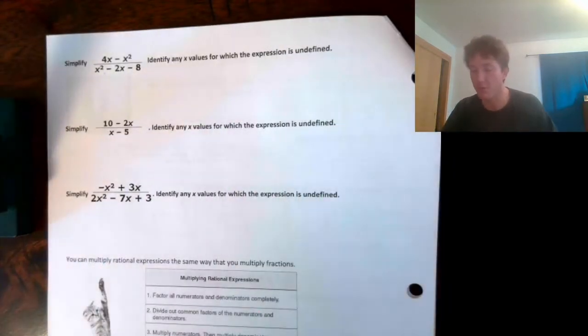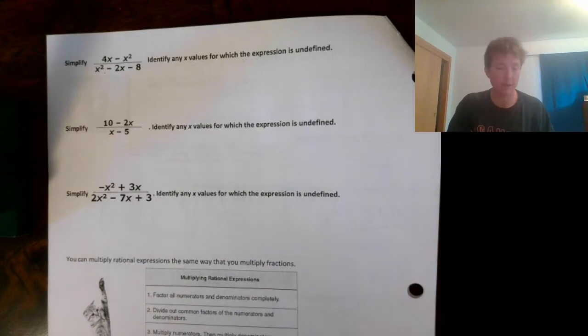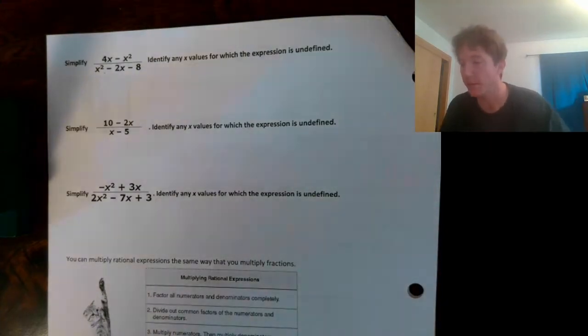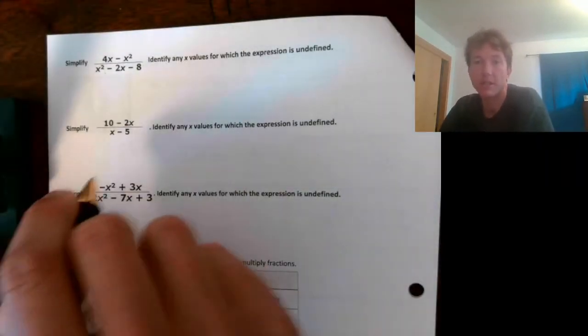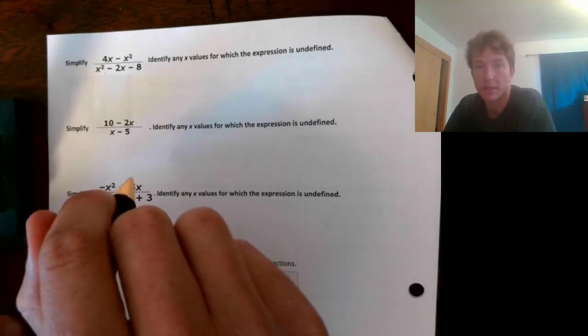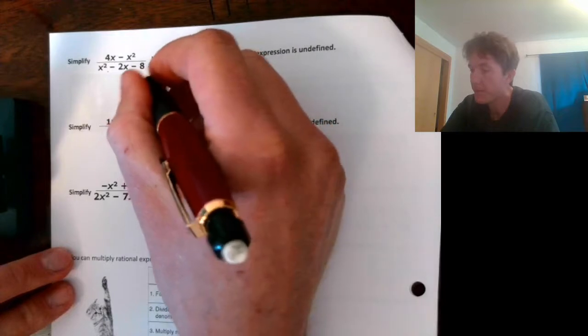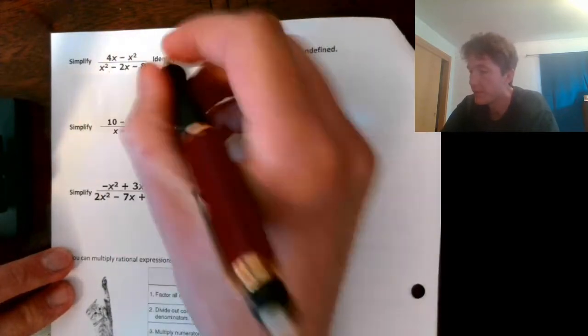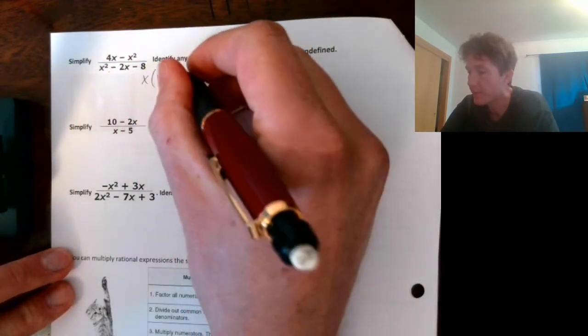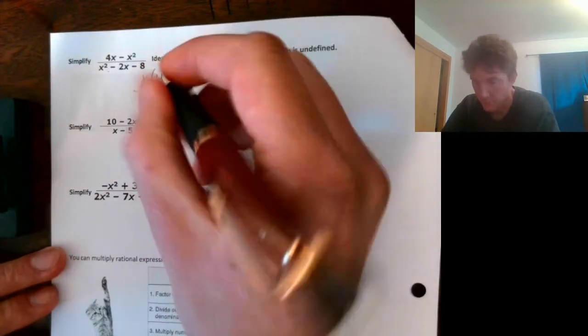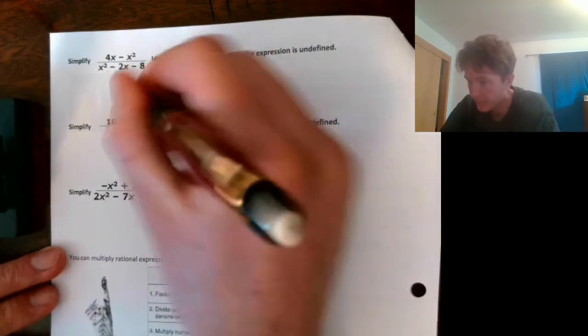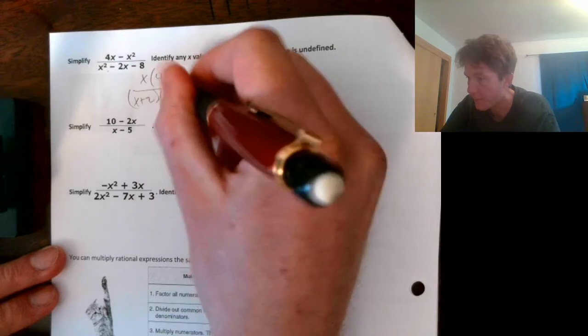Alright, some more things here. Sometimes you have to play around with things such as multiplying by -1 in order to cancel out. So let's go ahead and factor this first part. There's an x in both terms, so I'm going to take out the x. The bottom will be x plus 2 times x minus 4.